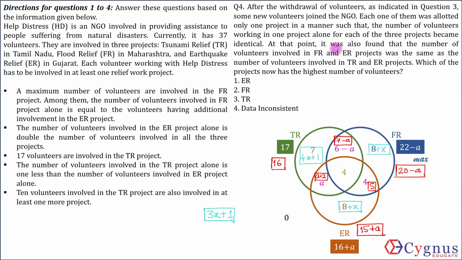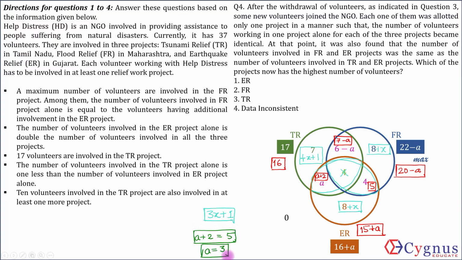At that point, it was also found that the number of volunteers involved in FR and ER projects was the same as the number of volunteers involved in TR and ER projects. FR and ER projects was the same as TR and ER projects. Now I hope you recall that this value should be 0 because already all the people here should have left. Okay. So essentially there are 5 people here and there are A plus 2 people here which should be equal. Well, for that to happen, A should be equal to 3.